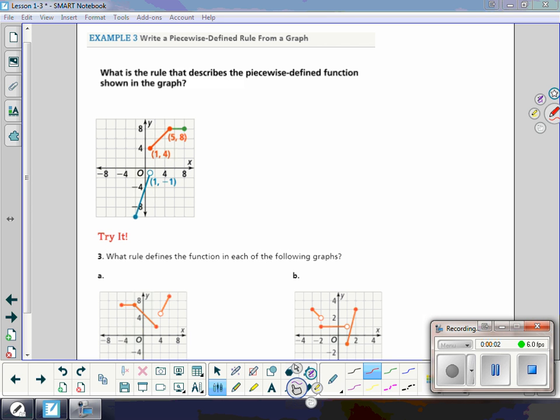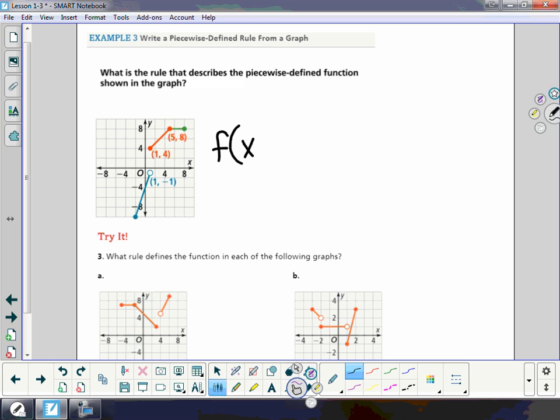On example 3 on lesson 1-3. Go ahead and watch this example. We're going to go ahead and write a rule for the piecewise function, and then we're going to do the try-its on page 10 in your white packet that go with this example.